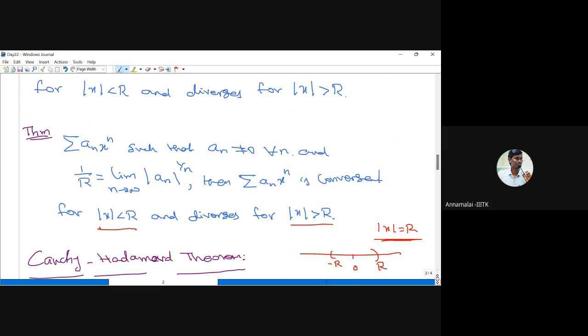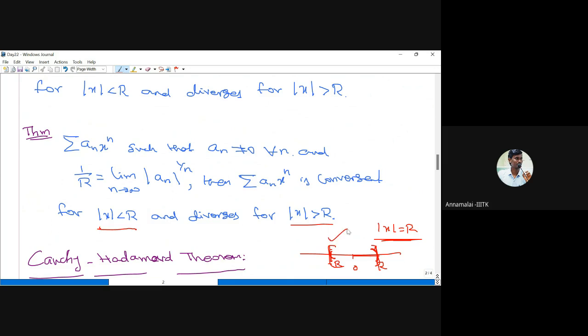So the maximum radius is r, but we don't know about the endpoints. Then we have to check the endpoints also. If the series converges at both endpoints, minus r and plus r, then you can include them, and the closed interval minus r comma plus r is the interval of convergence.